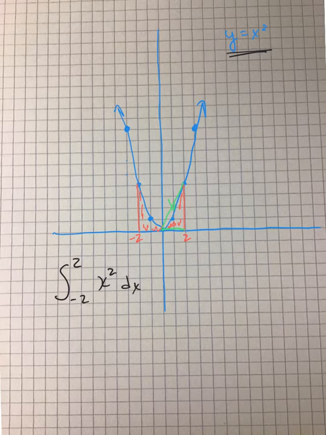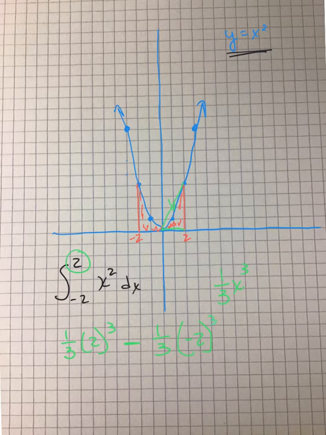So what we're going to do to find the area of that little space is find the antiderivative of x squared, which is 1/3 x cubed. And then we're going to take the top number and plug it in. So it's 1/3 x, hold on, we're going to put in a 2 cubed minus 1/3 negative 2 cubed.